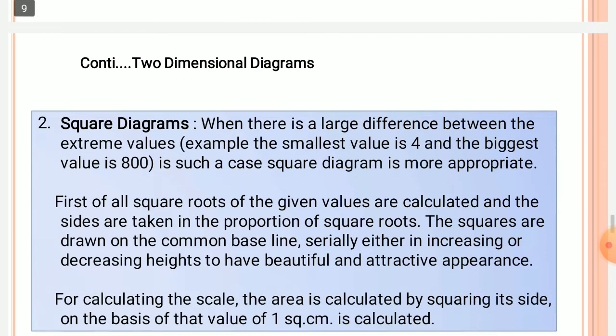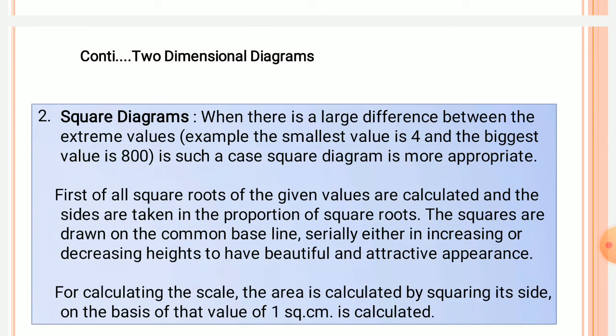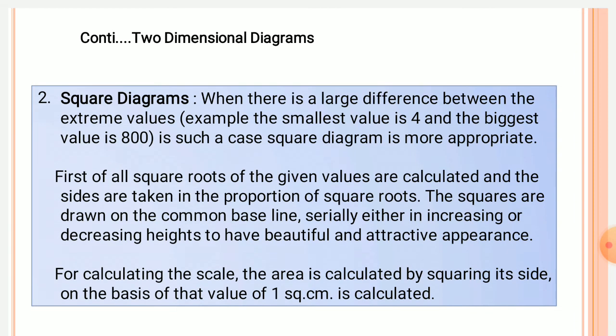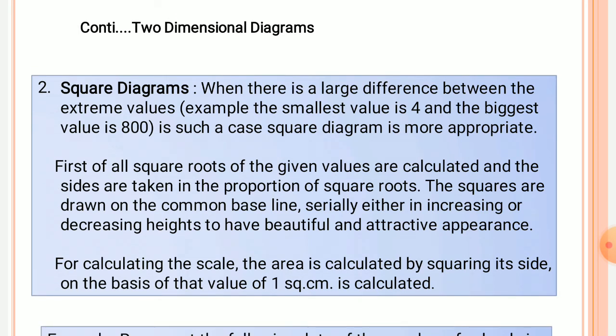Now, the square diagram. The square diagram is another two-dimensional diagram, used when there is a large difference between extreme values. Example: the smallest value is 4 and the biggest value is 800. So when there is a huge difference between two extreme values, in that case a square diagram is more appropriate.